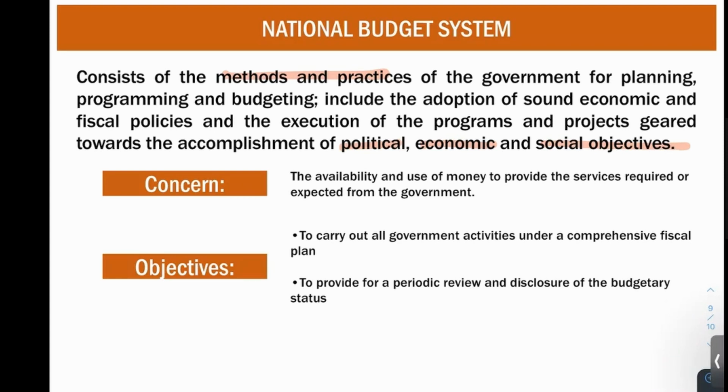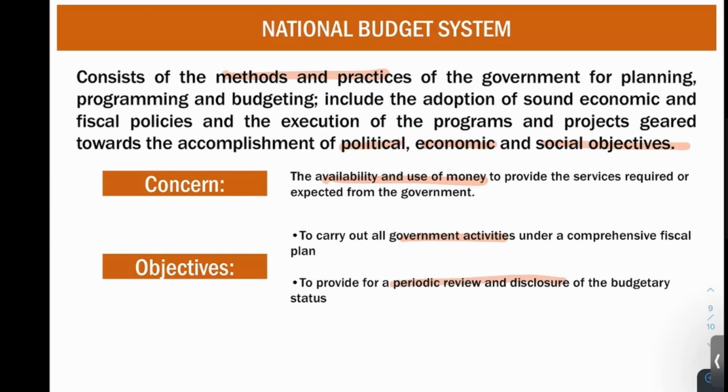So, what then is the concern of our national budget system? The concern of our national budget system is the availability and use of money to provide the services required or expected from the government. We already know that. We have a source and we spend it on different items of our budget. But what are the objectives of the national budget system? First, to carry out government activities under a comprehensive fiscal plan. Next, to provide a periodic review and disclosure of the budgetary status.